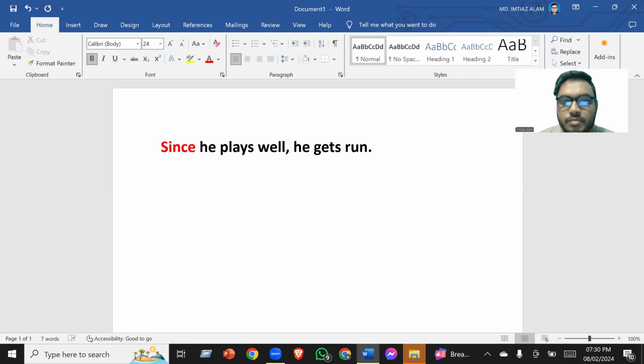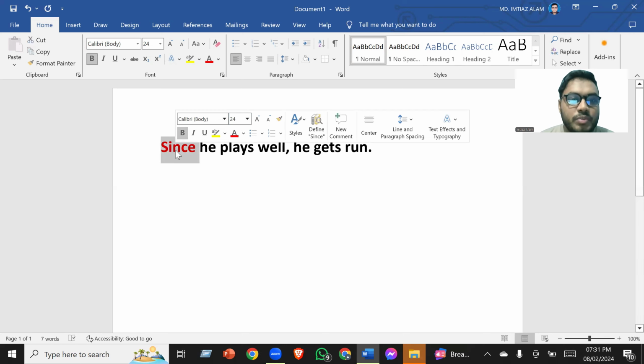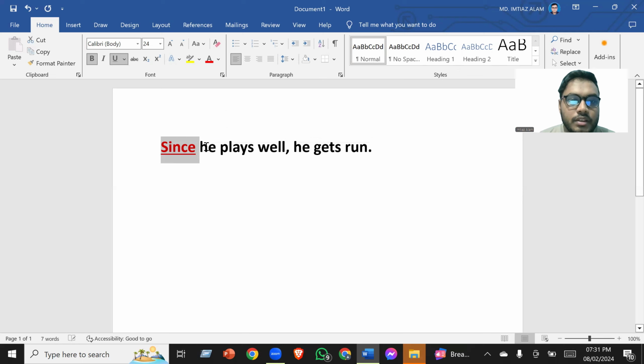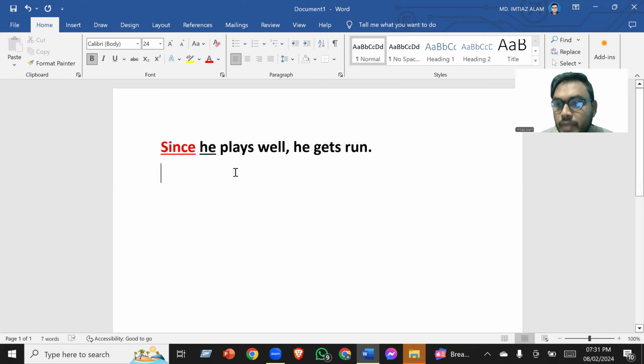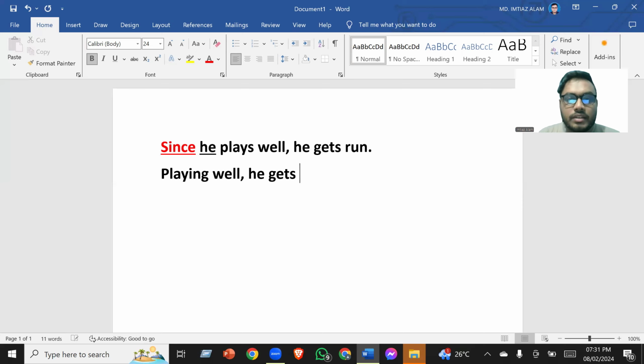So how do you answer in a simple sentence? First of all, you have to delete the clause marker. Then the subject will also be deleted. And now we have to change the main verb into ing form. So, playing well, then you have to write the rest of the things as follows. He gets run. So this is the answer. Since he plays well, he gets run.